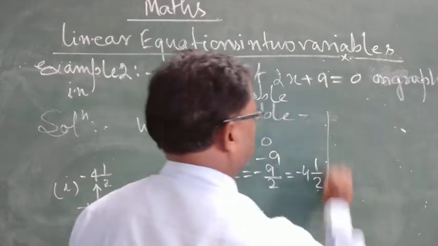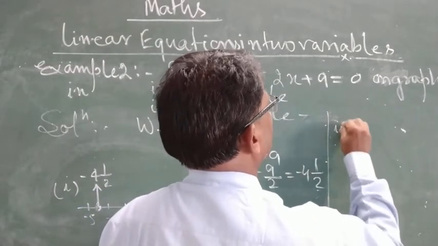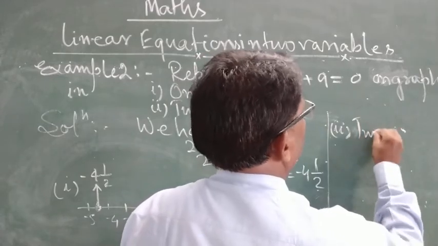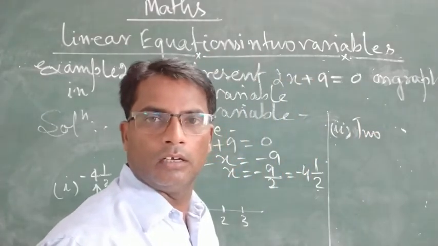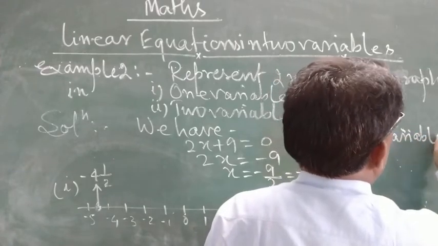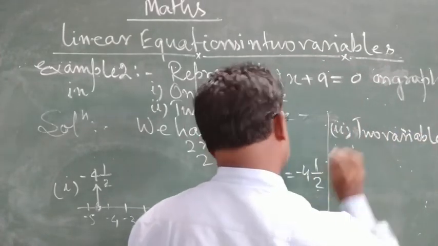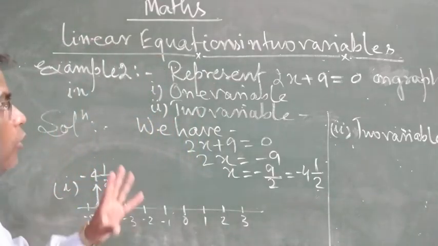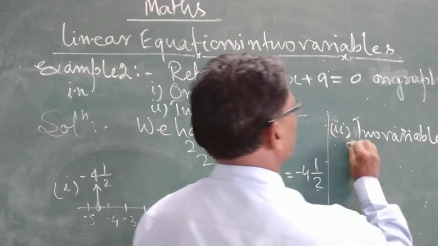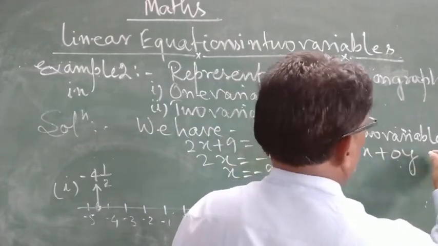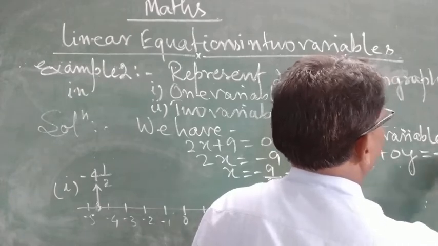Second part, in two variables. What can we give here? Actually, first we write the standard form in two variables: 2x plus 0y is equal to minus 9.